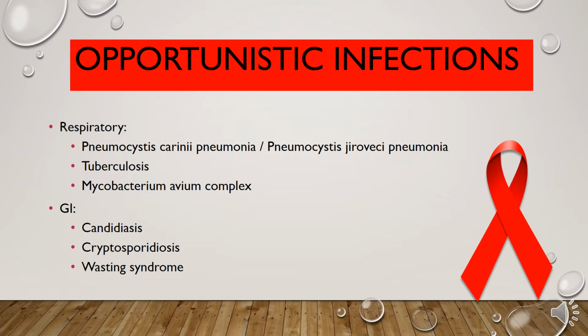Cryptosporidium, so this is a type of parasitic infection that can affect the GI system. It causes watery, non-bloody diarrhea and often leads to dehydration, electrolyte imbalances, and malnutrition.